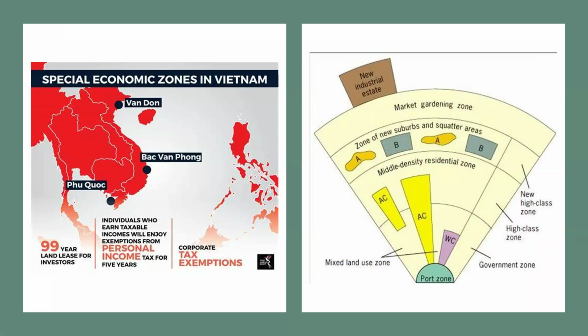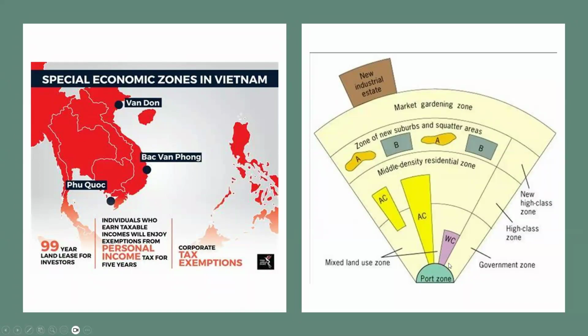We also talked about special economic zones when we talked about the Southeast Asian city model. Here we can see in Vietnam some of these special economic zones where there's going to be corporate tax exemptions. When we look at the Southeast Asian city model, we see the port zone.